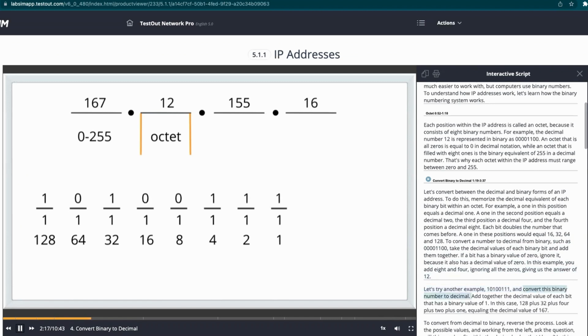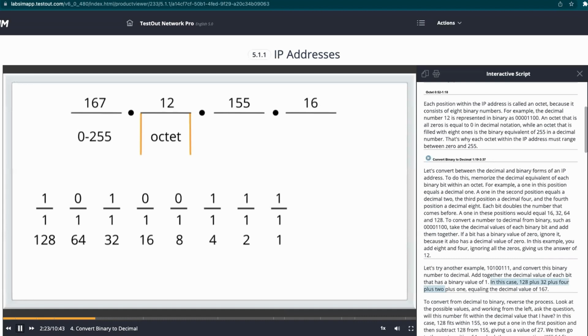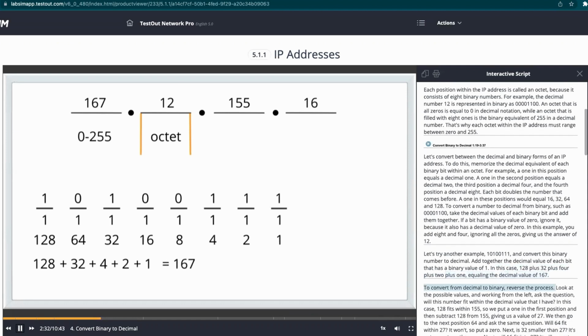10100111, and convert this binary number to decimal. Add together the decimal value of each bit that has a binary value of 1. In this case, 128 plus 32 plus 4 plus 2 plus 1, equaling the decimal value of 167. To convert from decimal to binary, reverse the process.